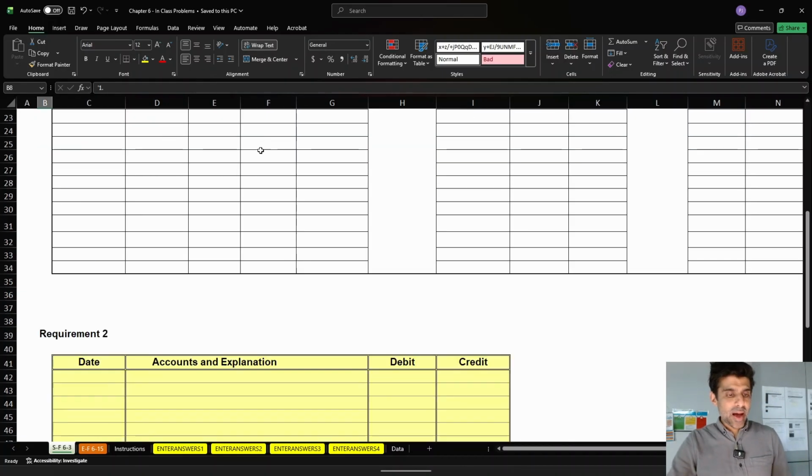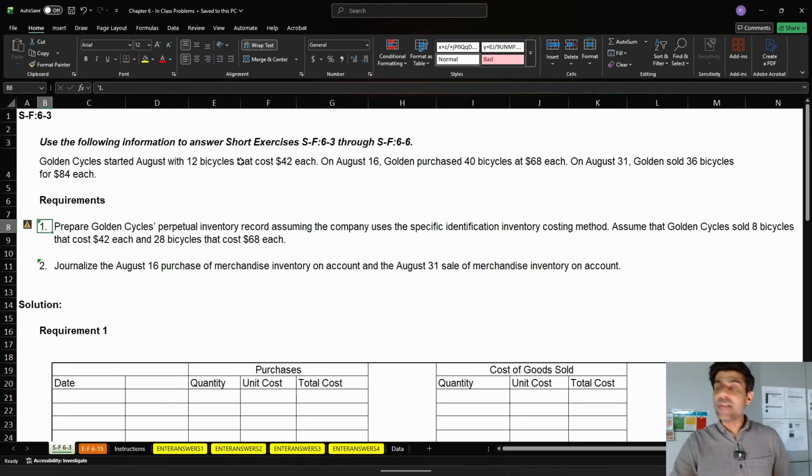This one, you're going to be asked to do the journal entries, and it's giving you information also on the revenue. So you can do the full sales transaction. You can do the revenue, and I think it says assume cash. You're selling them for cash.